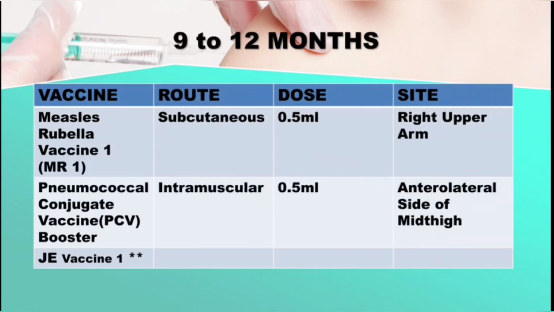At 9 to 12 months of age, we will give measles rubella vaccine, and it is given subcutaneously, 0.5 ml, right upper arm. It is MR1. This is called MR1, measles rubella vaccine. MMR is not covered under the National Immunization Schedule. That is measles, mumps, rubella. So MR is covered under the National Immunization Schedule, and MMR is a paid vaccine. MR is a government scheme vaccine. It is given subcutaneously, 0.5 ml, right upper arm.